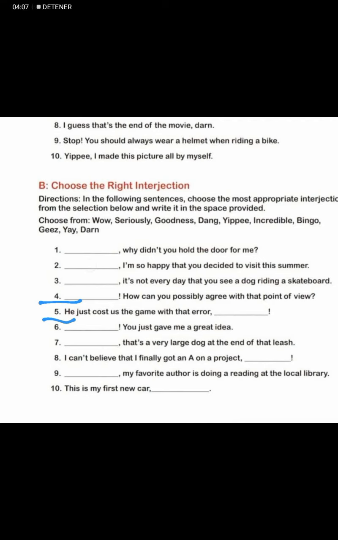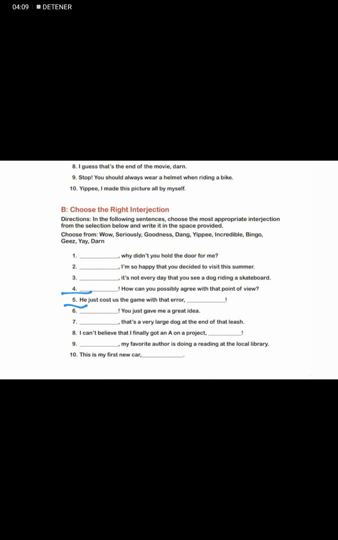And in number 2, 3, 6, 7, 8, 9, and 10, you can use wow, seriously, goodness, yippee, incredible, bingo, this, and J, that all of them are to show surprise, para mostrar sorpresa.